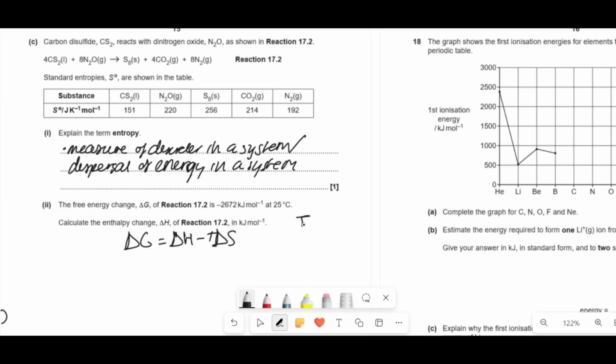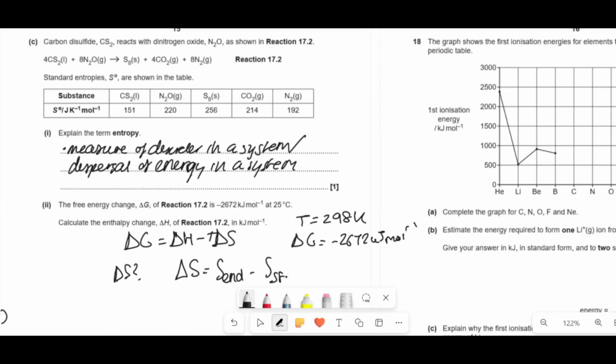What do we have? We know the temperature is 25. We need to change that to Kelvin, so that's 298 Kelvin, add 273. We know that delta G is minus 2672 kilojoules per mole, right? And we don't know what delta S is. So delta S is your entropy change. So it's the entropy at the end minus the entropy at the start of your reaction.